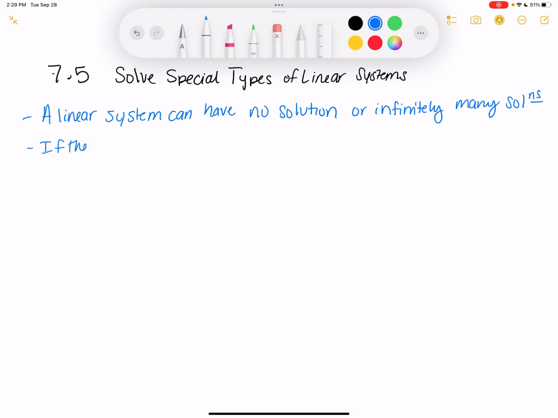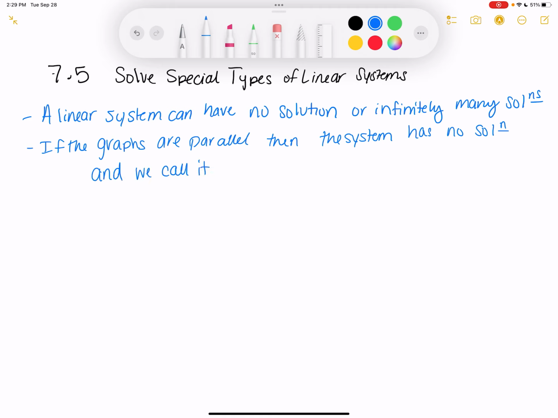If the graphs are parallel, then the system has no solution, and we call it an inconsistent system.